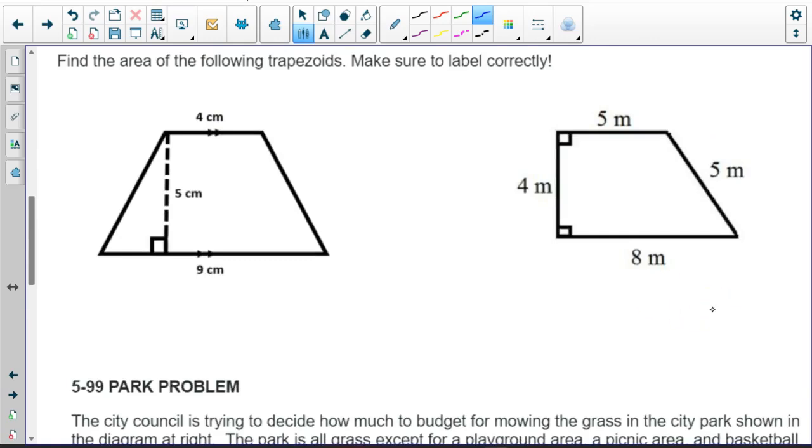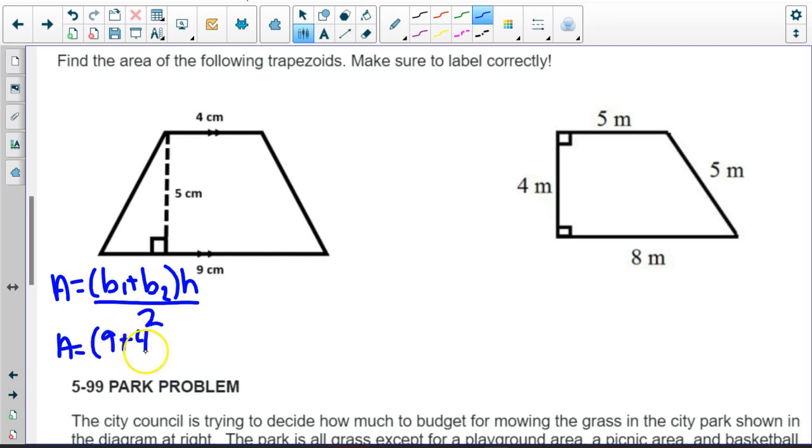So down here, remember we use a 3-step method. Our first step is to write our formula. So I'm going to go ahead and write base 1 plus base 2 times the height, divide by 2. Now we plug it in. So area is equal to our base 1 and our base 2. Again, doesn't matter which one you add first. If you do 9 plus 4 or 4 plus 9, you're going to get the same answer. So 9 plus 4 times the height, which is 5 in this trapezoid, and divide by 2.